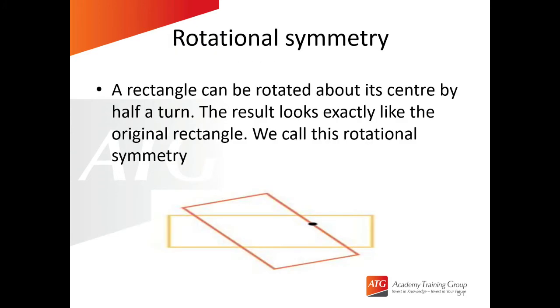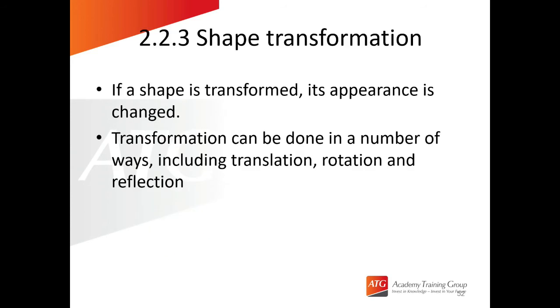Rotational symmetry. A rectangle can be rotated because it's centered by half a turn. The result looks exactly like the original rectangle. We call this rotational symmetry. Shape transformation. If a shape is transformed, its appearance is changed. Transformation can be done in a number of ways, which includes translation, rotation, and reflection.